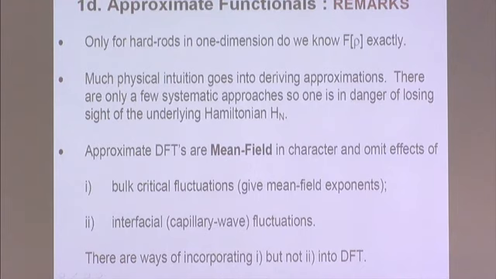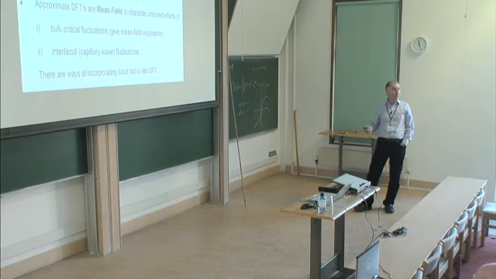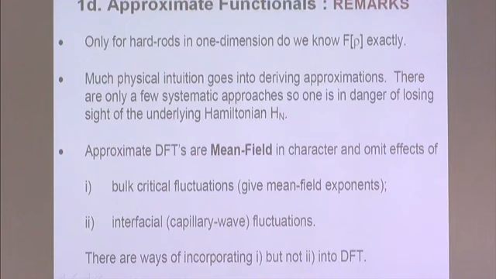For everything else, you have to use your intuition. So it's physics rather than mathematics, right? Finding systematic approaches is not easy. They do exist, and often they get you nowhere. Usually they are mean field in character. What does that mean? It means if you look near a bulk critical point, you don't capture all of the aspects of bulk fluctuations. You would get mean field exponents.